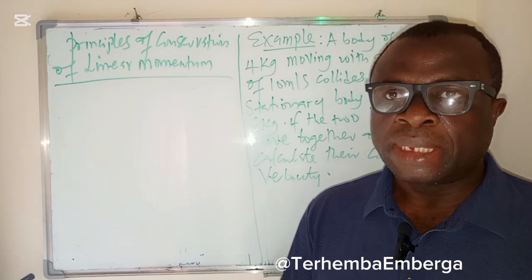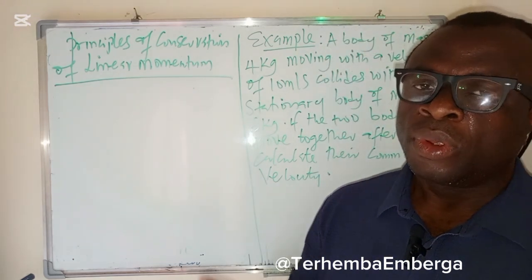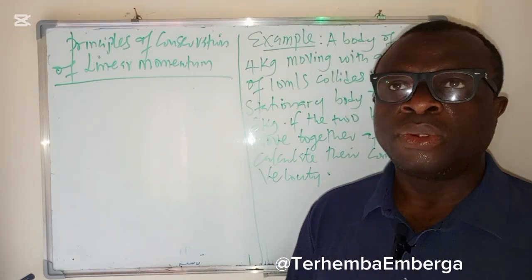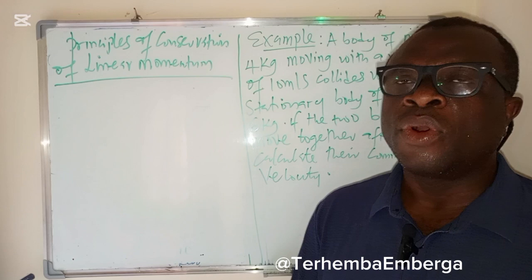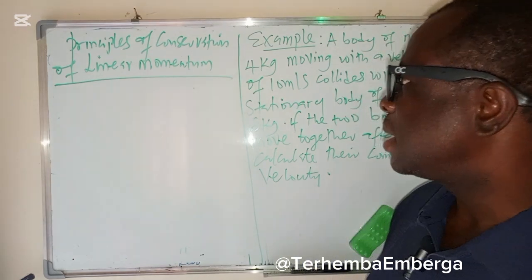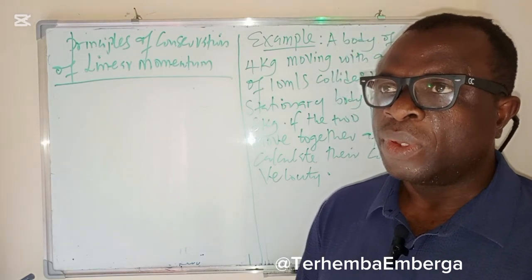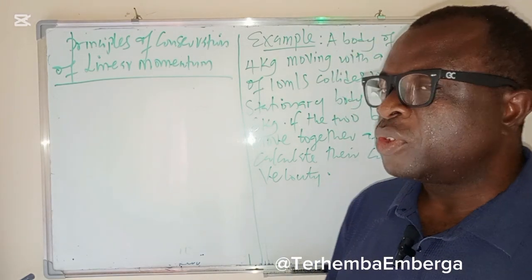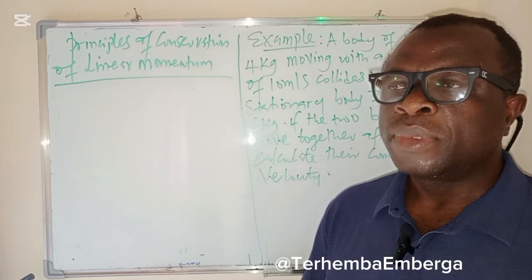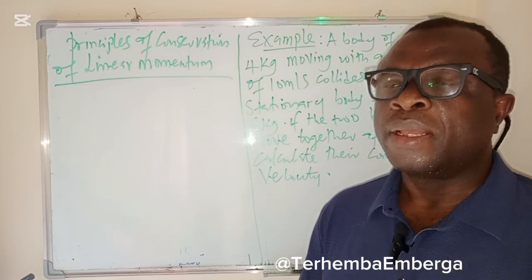What it means is that there are two types of collision. We have what we call inelastic collision, and we also have what we call elastic collision. For the purpose of this class, emphasis will be on inelastic collision. This is a type of collision where the kinetic energy is not conserved after collision.